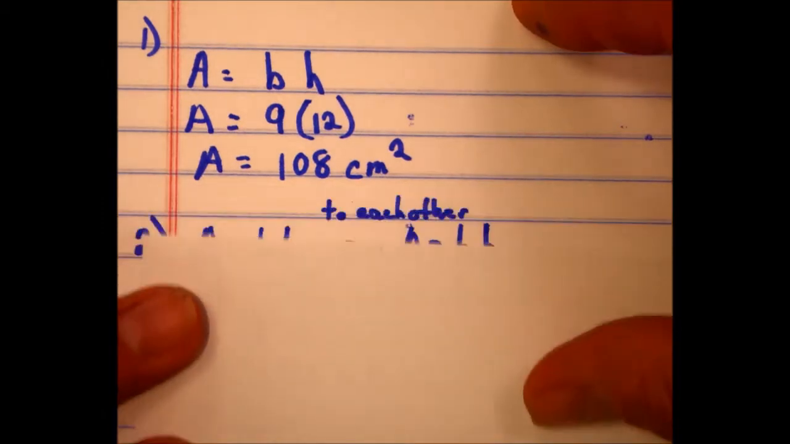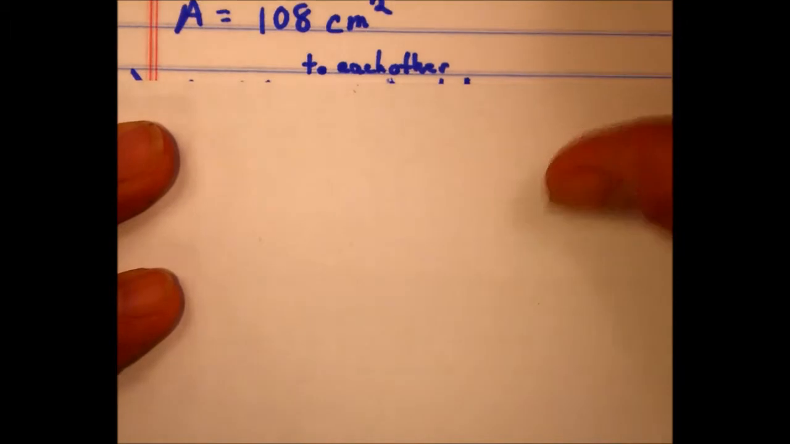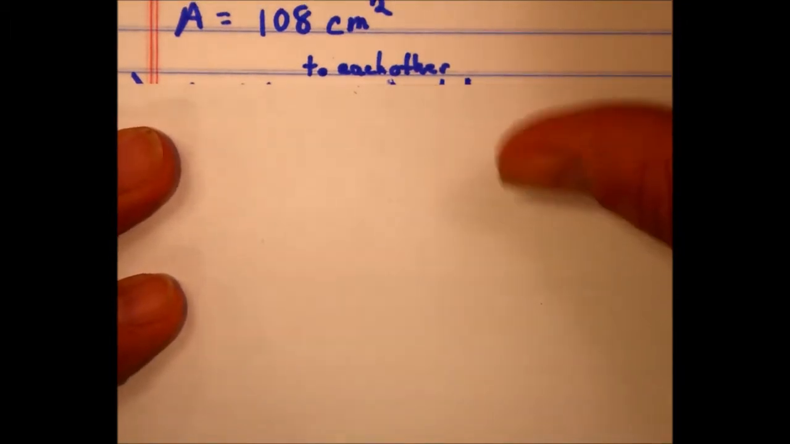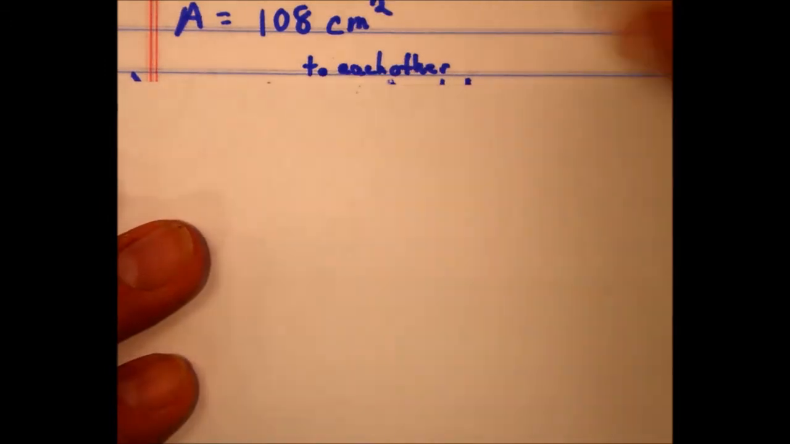All right, problem number 2 involves 2 different measurements that are supposed to be compared to each other. Hopefully you know what corresponding means, and you should be doing 2 area formulas.